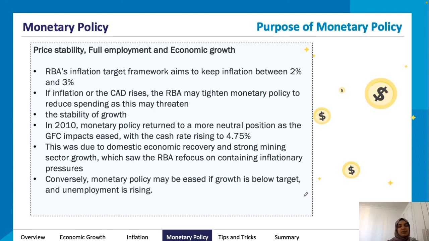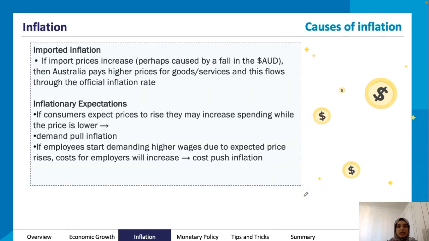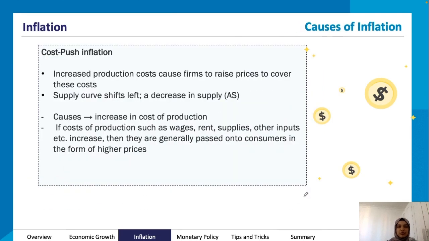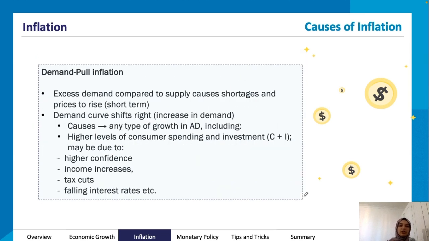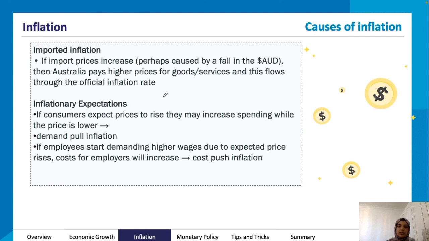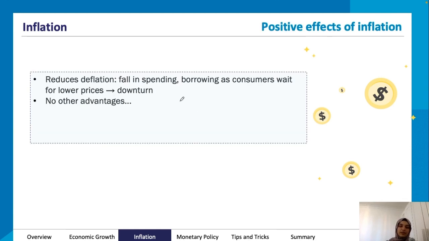Because think about the types of inflation we went through, right? We went through demand pull inflation, cost push inflation, imported inflation, inflationary expectations. A lot of these require individuals to go out and spend. High levels of consumer spending. Consumer spending here as well. Inflationary expectations, imported inflation, all consumer spending.